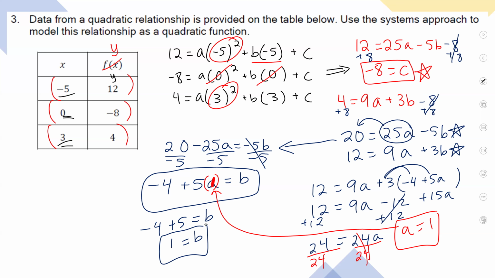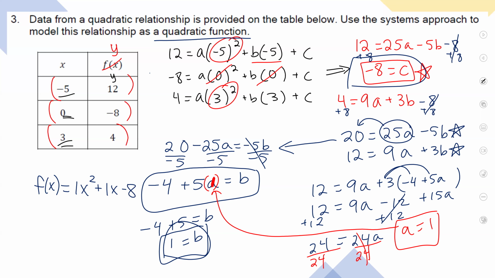I saw a lot of people just stop right here. We have to write a quadratic equation. It says use the systems approach to model this relationship as a quadratic function. So that would be f of x equals, your a value is 1, so 1x squared, plus your b value is 1, 1x. Your c value was negative 8. And of course, you don't have to write those ones. I just did that so you could see me plugging it in. So this is x squared plus x minus 8. That is your answer.